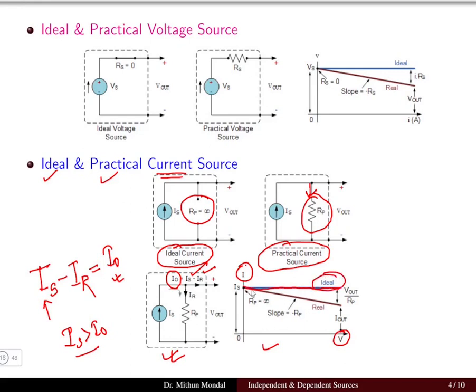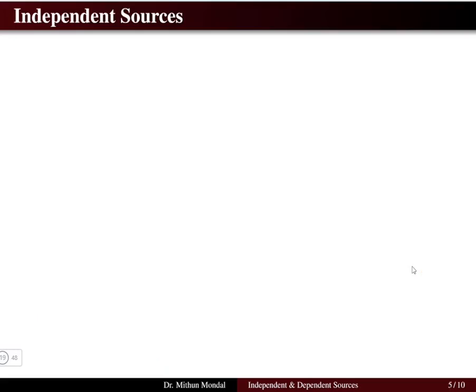However, if the source current decreases due to the internal resistance which is connected in parallel, then it is known as the practical current source. So the output current will be less than the source current, and the current that is flowing through the internal resistor will be equal to the voltage that is available at the output divided by the resistance of the parallel path. Now we will discuss the different types of sources: independent and dependent sources.